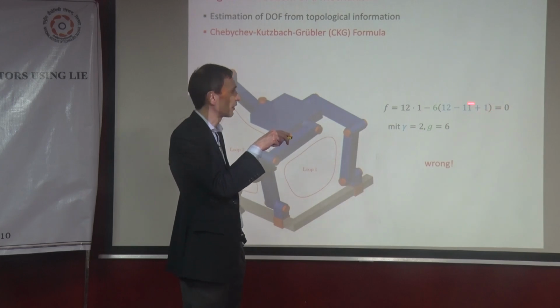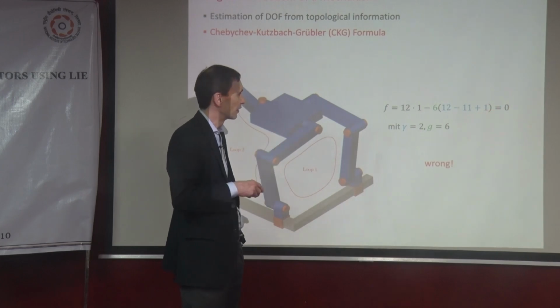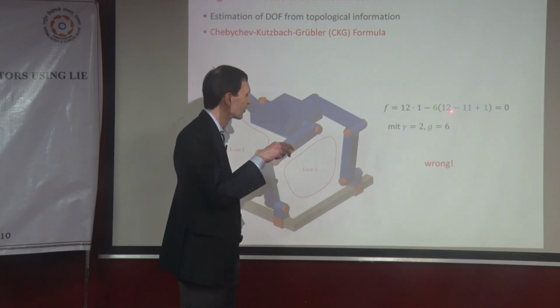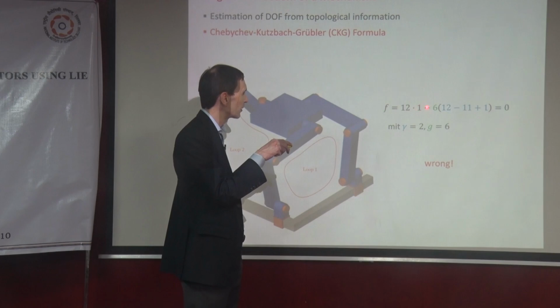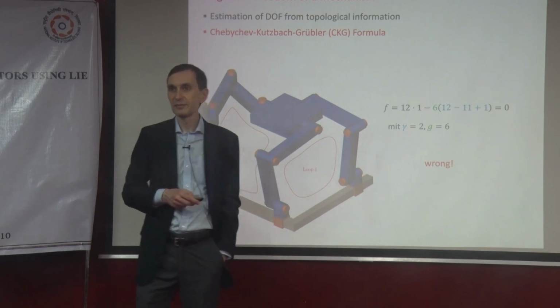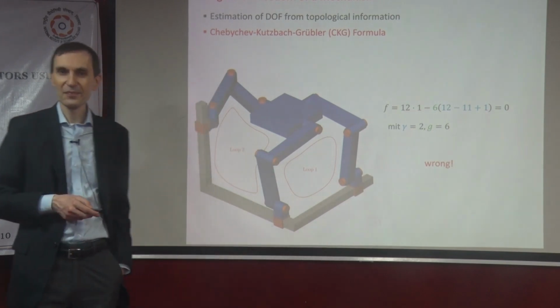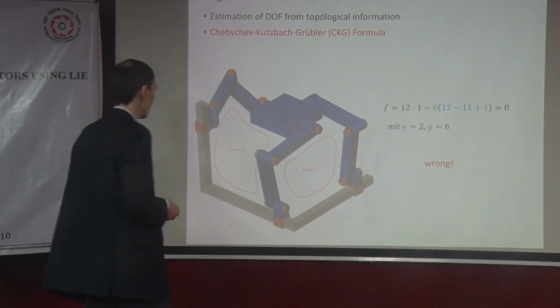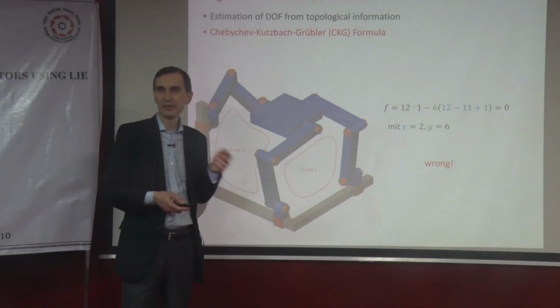This is apparently 2, that's right. So 12 minus 6 times 2 is 12, is 0, which is 1. Anyway, it's an estimate.